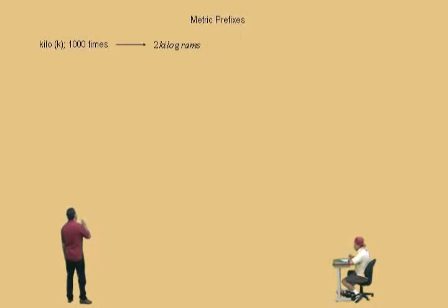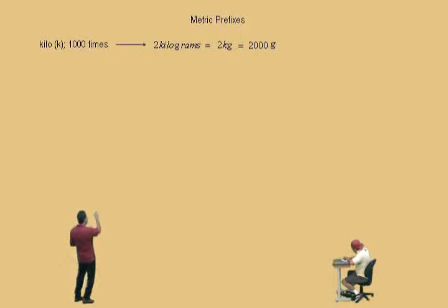Well, if you have 2 kilograms, that actually means you have what we call 2,000 grams. Remember, kilo means 1,000. So if you have 2 kilograms, you have 2,000 grams. Kilogram is abbreviated with a kg, as you see right there, which is 2,000 grams.